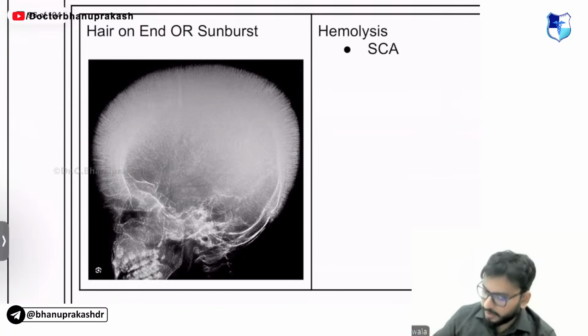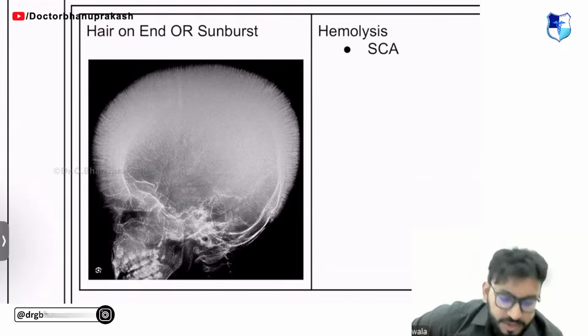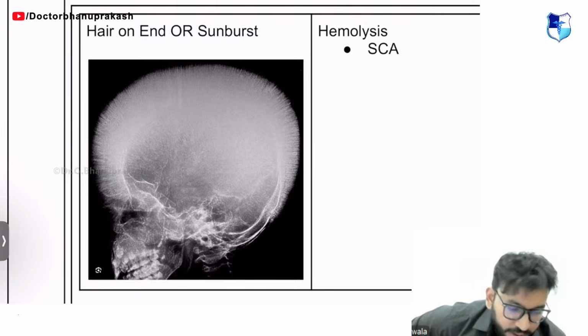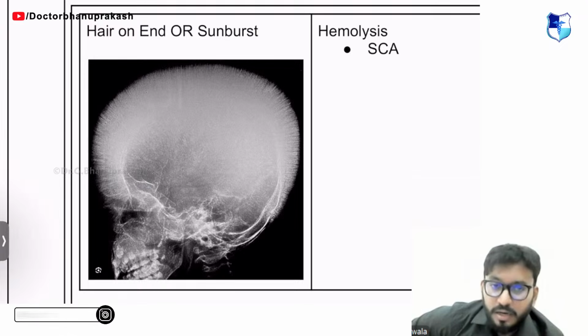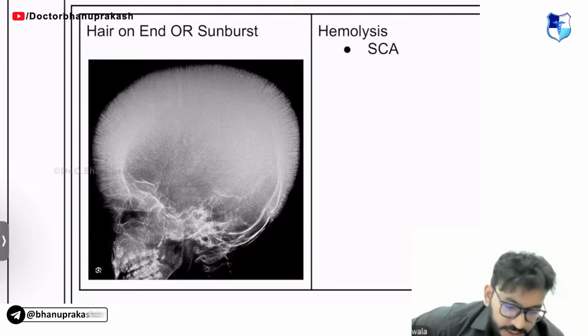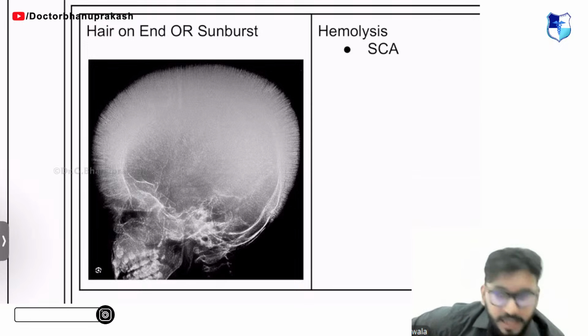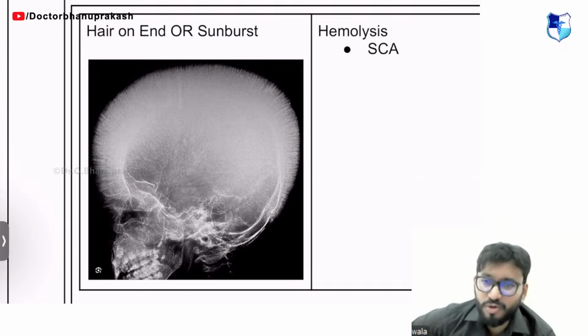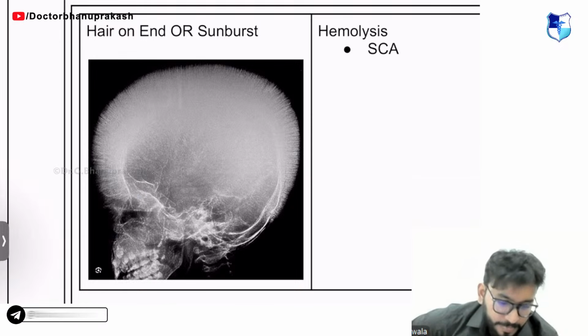Hair on end. Come on, guys. Do you know this? Have you seen this? Come on, everyone knows this. What is this? Hair on end appearance or crew cut appearance or sunburst appearance of the skull. This is seen in any hemolytic anemias like sickle cell anemia, sickle cell, thalassemia. If there's excessive hemolysis, there's excessive erythropoiesis going on, you can see this.